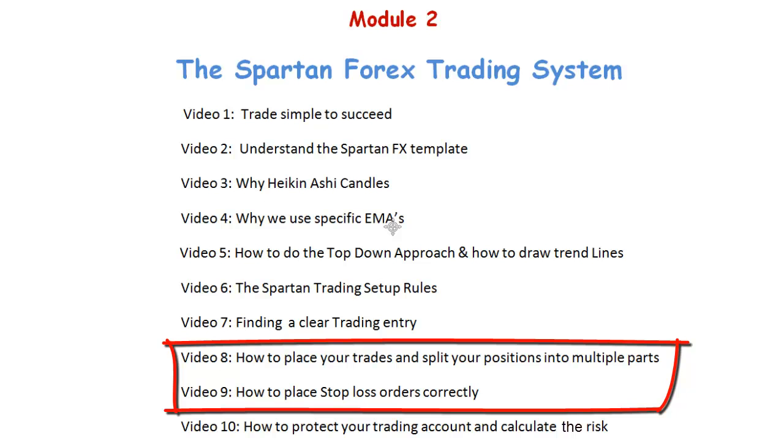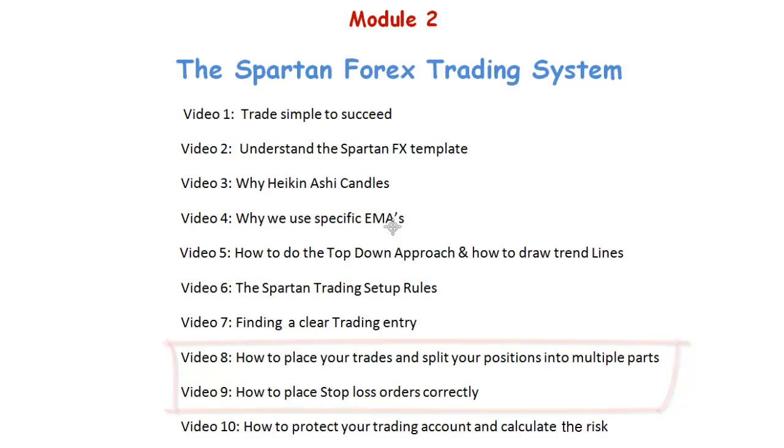The reason we split a position into multiple parts is because we want to take incremental profits and we want to leave one position, the last position, open as long as possible after doing our top-down approach in order to maximize profits. I will show you on the chart what I mean.